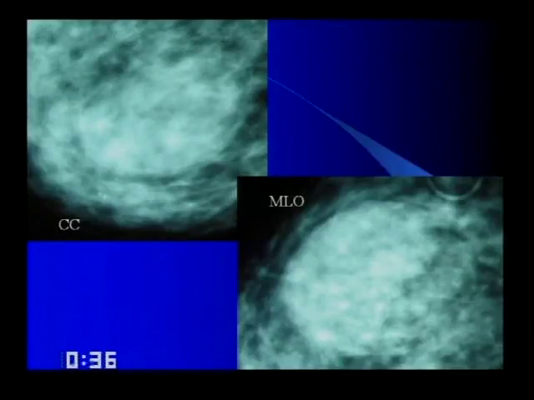And on the spot compression views, again, we have a large mass, which is heterogeneous in appearance. Again, the superficial margin is fairly well circumscribed, but the posterior and medial margins are poorly defined. In an elderly patient, this could possibly represent a hamartoma with a breast within a breast appearance. In a perimenopausal woman, this could possibly be a cyst with partially obscured margins due to overlying breast parenchyma.